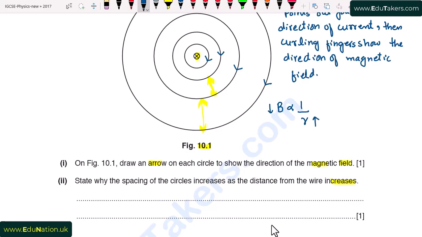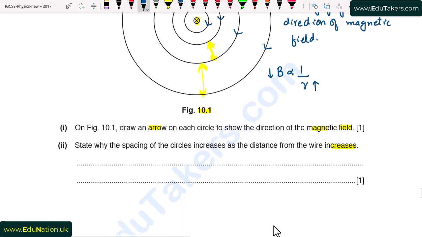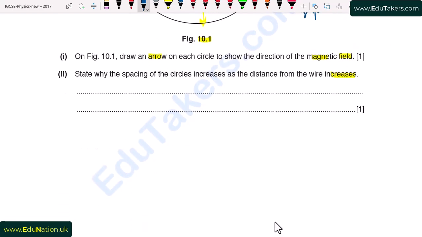The magnetic lines are away from each other. The distance between them increases. It is because the magnetic field here is weaker. So I write here, when the distance from the wire increases, then the spacing between the circles increases. The magnetic field becomes weaker as the distance from the wire increases.